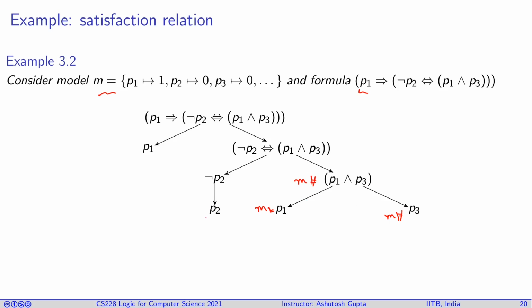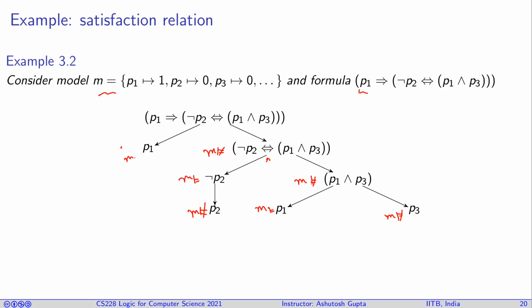Now let's look at P2. M does not satisfy P2. But if you have a negation here, then M satisfies it. Now we need an equivalence here. So this equivalence does not hold. That means M does not satisfy this formula. And in this case, P1, M satisfies.